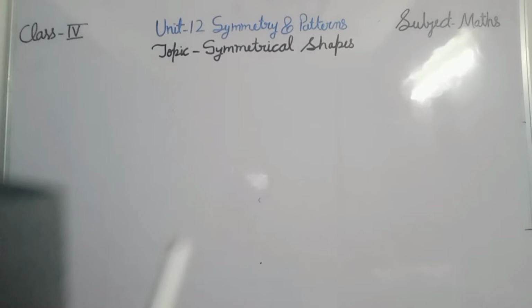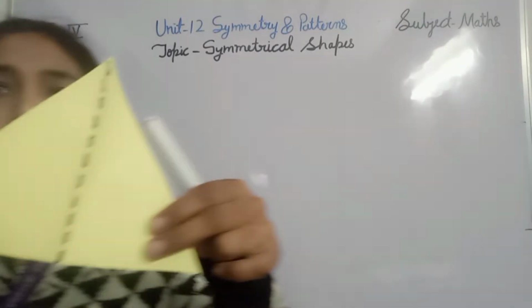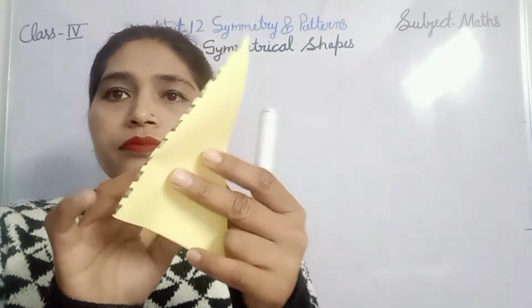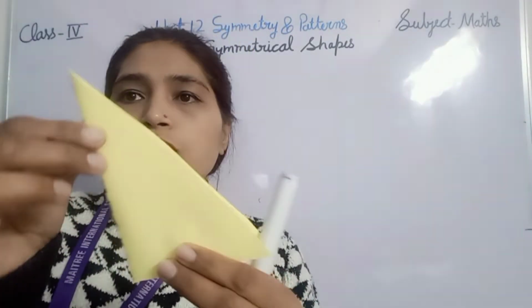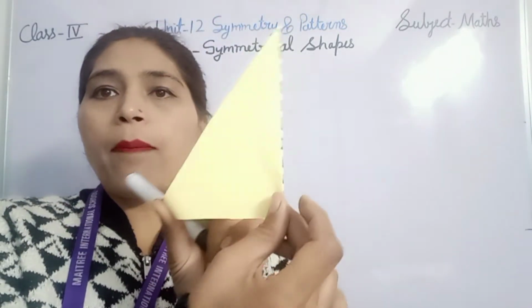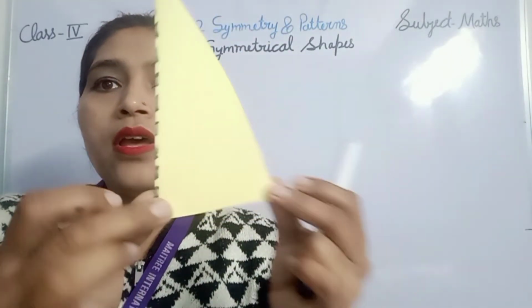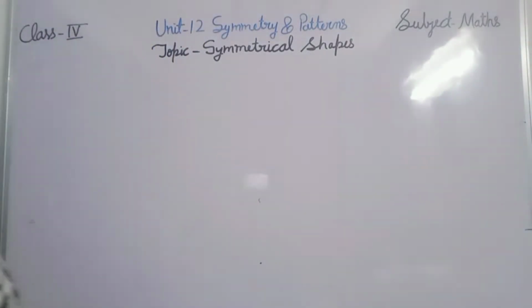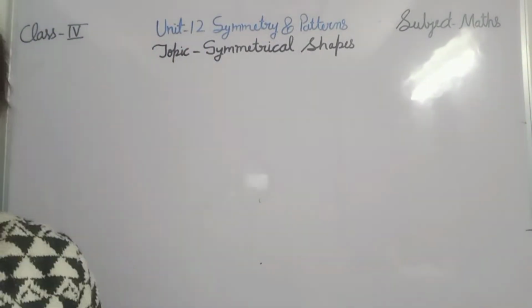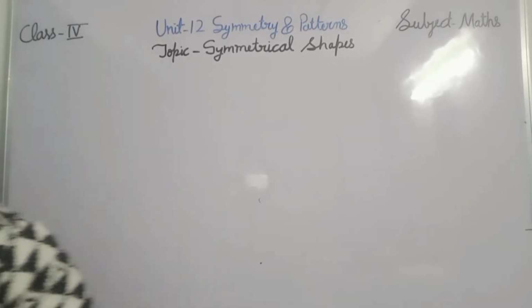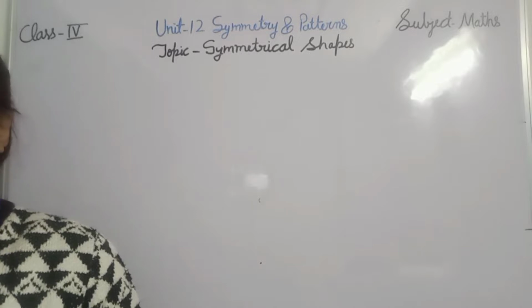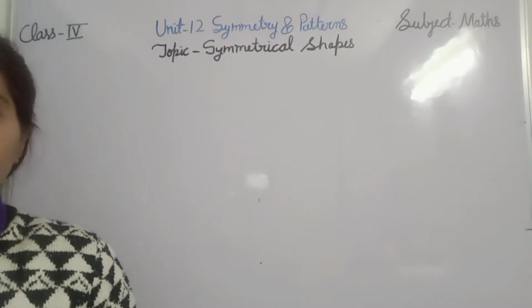One more example. See this triangle. If I am folding this triangle, it is overlapping each other. Yes, both parts are symmetrical. So these are called symmetrical shapes. So what are symmetrical shapes? The shapes that you can fold into equal parts are called symmetrical shapes.